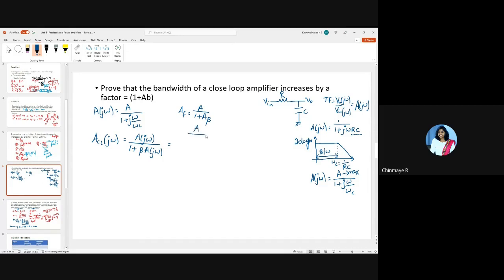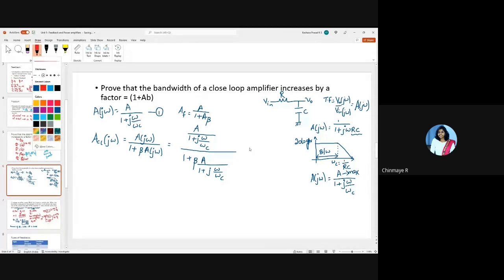I can write it as A divided by 1 plus j omega by omega c, divided by 1 plus beta A divided by 1 plus j omega by omega c. I have just substituted for A of j omega here. In this equation, I have substituted for A of j omega from before. Now, I can rewrite this equation.